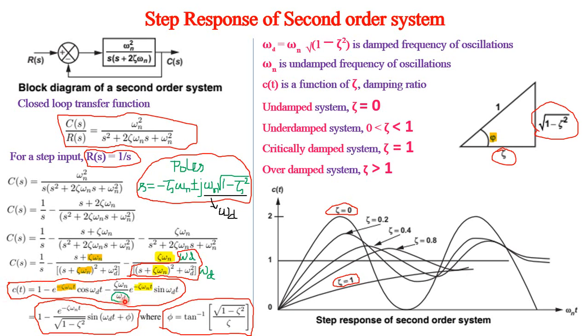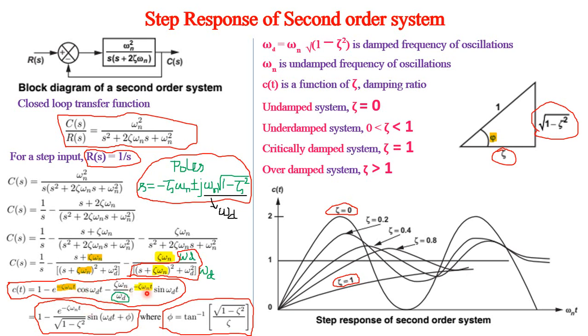Here omega d is nothing but omega n into root of 1 minus zeta square. So omega n cancels. Therefore it is simply zeta by root of 1 minus zeta square. If we take LCM for these two terms, we get 1 minus e power minus zeta omega n t by root of 1 minus zeta square into sin of omega d t plus phi. Here this omega n cancels, so root of 1 minus zeta square I am taking outside, of course. So here 1 by root of 1 minus zeta square is extra, that will come.